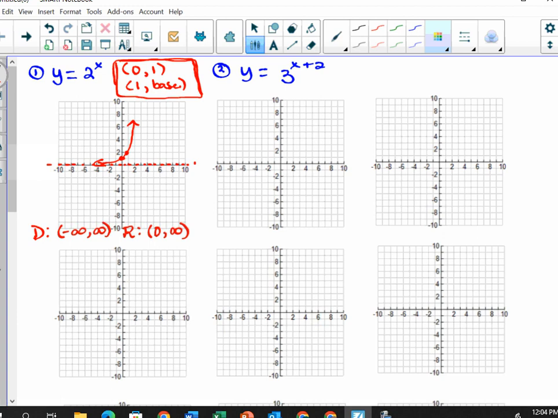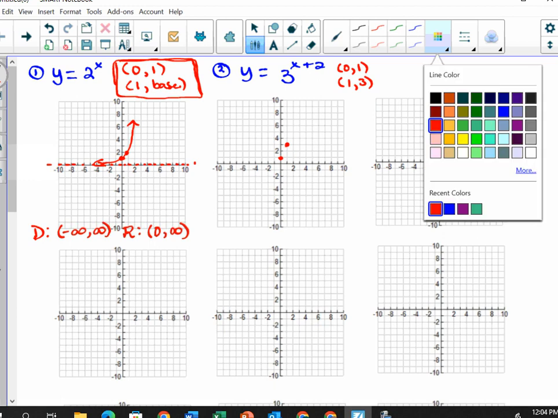Okay, so the 2 points I'm going to start with, 0, 1. Every time, I'm going to put a dot there. And then 1 base. So what am I going to do this time? 1, 3. Okay. If you have different colored pens or pencils, you might want to use those here, because these are just the dots I'm starting with, and then I'll do the transformation from there.